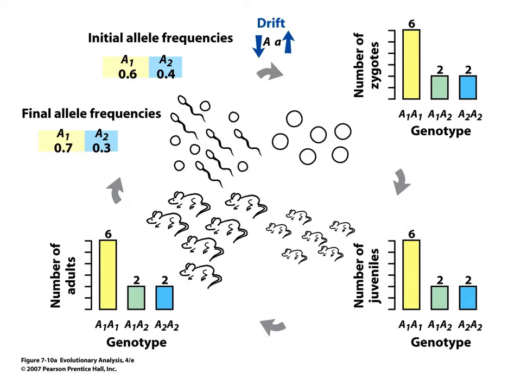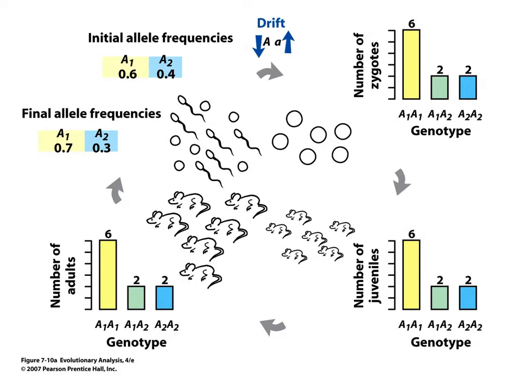Those individuals grow up to be juveniles. They then grow up to be adults. And if we then look at that population and calculate an allele frequency, what we'll find is that the new allele frequency in this next generation is a 70% frequency for the A1 allele and a 30% frequency for the A2 allele. So the A1 has gone up and the A2 has gone down. This, again, a change in allele frequency, is evolution.